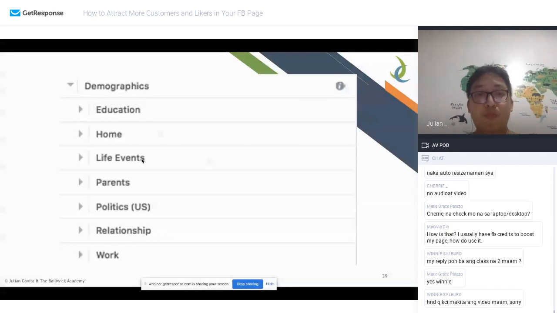kapag kinasal, diba? You can target parents. So for those of you, for example, in my case, if you're selling lactation cookies and ang specific target mo are parents of newborns, there's a way to target them. No? For example, parents of newborn in this area, pwede mo silang i-target. You can target people depending on their relationship status. No, in a relationship, married, divorced, it's complicated, ganyan.